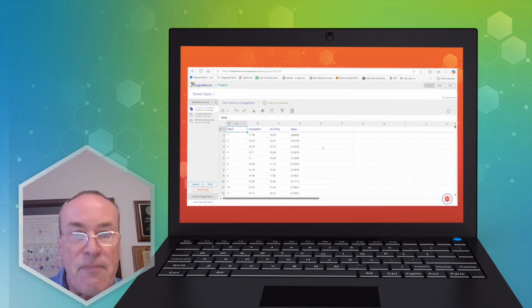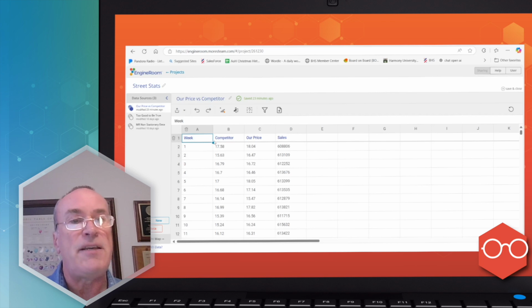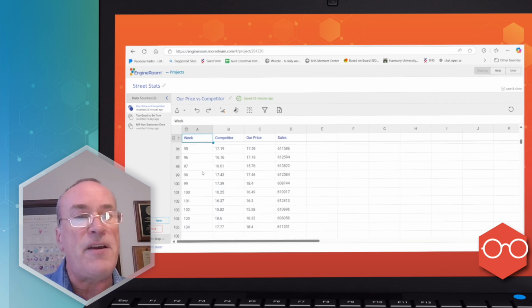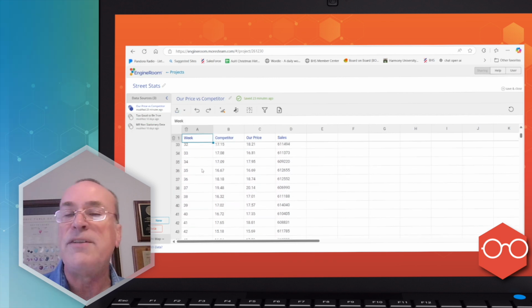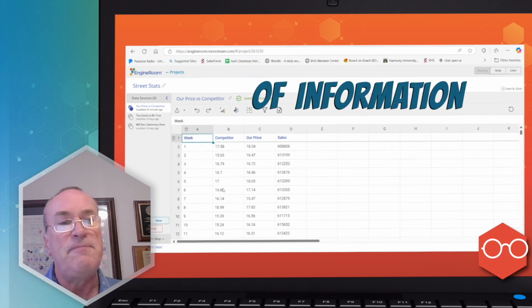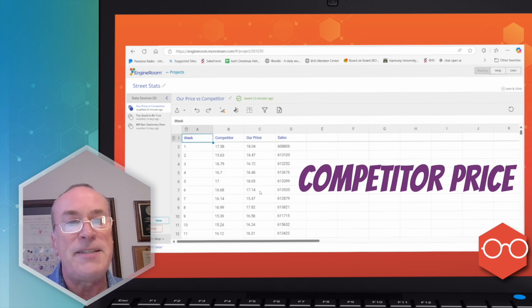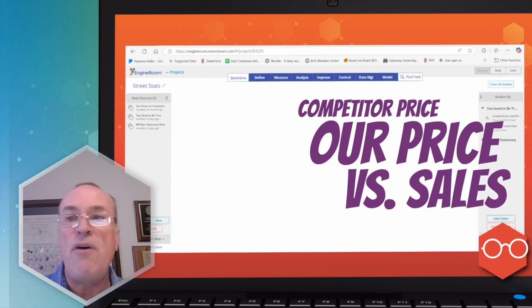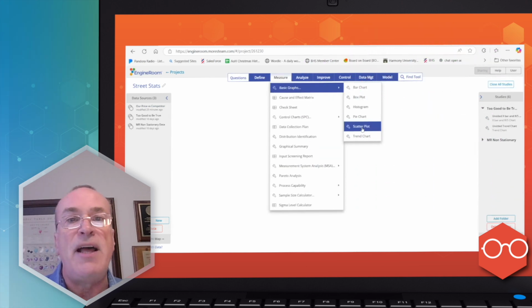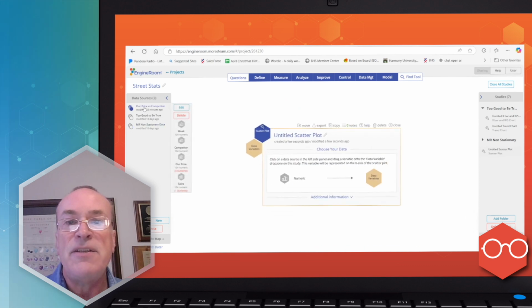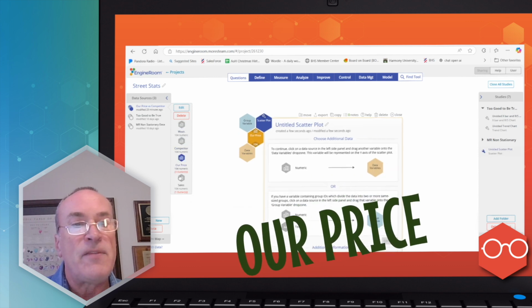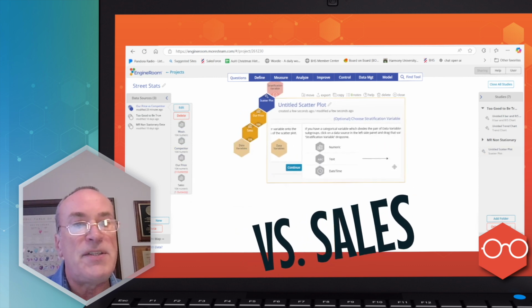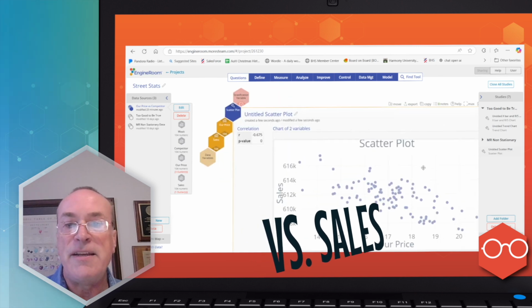So we're going to go to Engine Room, and I'm going to show you some data here real quick. So we have a total of 104 weeks, so that's 2 years worth of information. And we have a competitor price, and we have our price versus sales. So we should always do some scatter plots. That's a good practice. So we're going to do a scatter plot of our price versus the sales, and we'll see what that looks like.